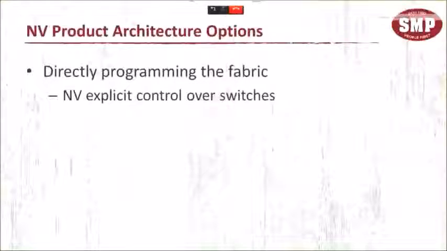So how do NV product strategies vary in the market? The products and positioning of all these NV vendors can, of course, be differentiated. One of the more fundamental aspects is the product architecture. There are really two main approaches to using network virtualization in data center deployments. First, direct programming the fabric is where the NV platform takes explicit control over the switches, creating and coordinating the virtual networks by directly programming the virtual switch and physical switches.